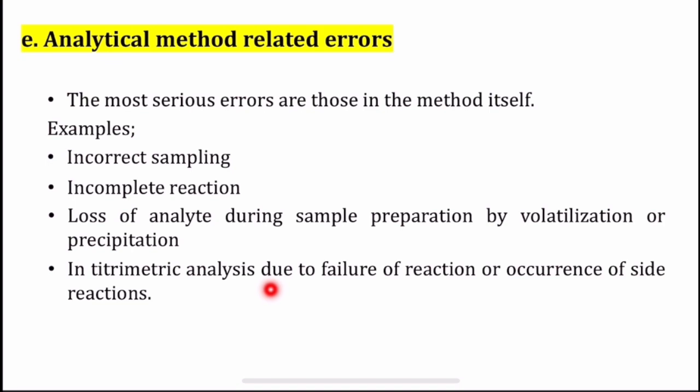In titrimetric analysis, if the titration reaction fails to proceed to completion, the endpoint of the titration may be inaccurately determined. This can lead to errors in the calculated concentration of the analyte. Incomplete reactions can occur due to factors such as insufficient mixing, inadequate reaction time, or improper stoichiometry.